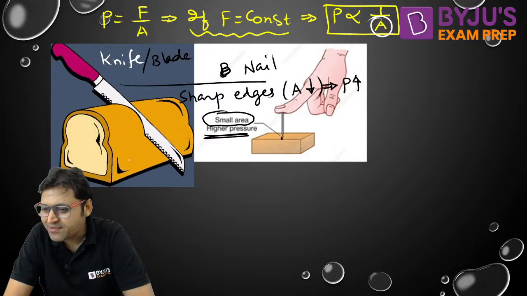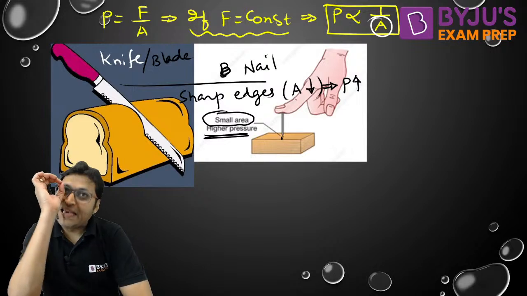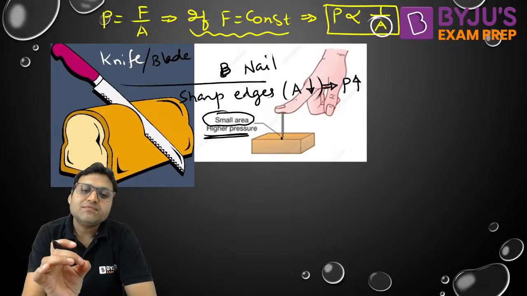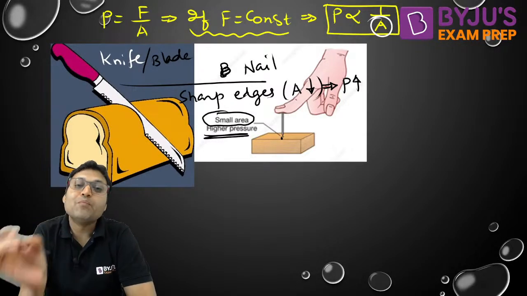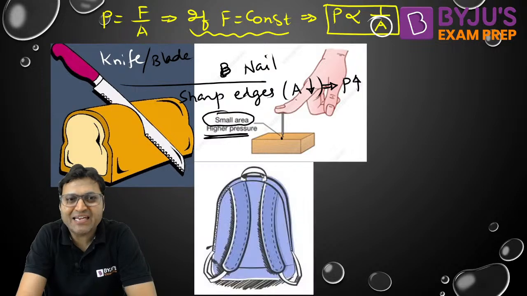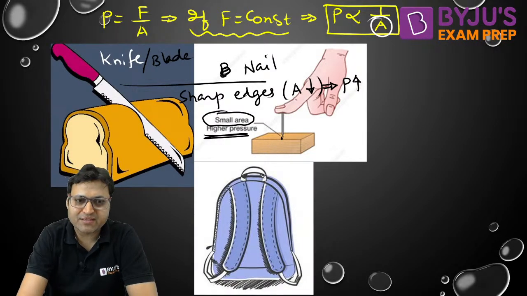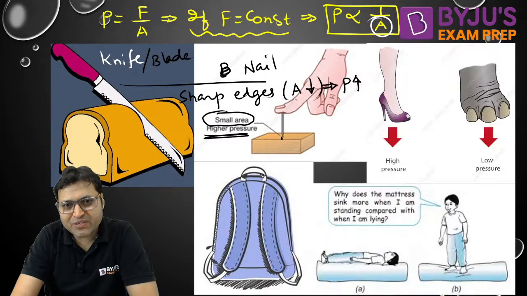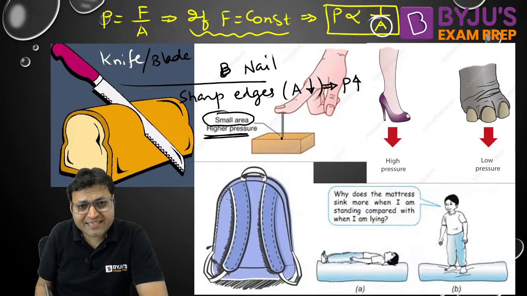Do you agree? So less area will give more effect, and that is why a knife, a blade, a nail can easily penetrate into the vegetables. Similarly, if you see another example, the strap of our bag, they are broad, isn't it?